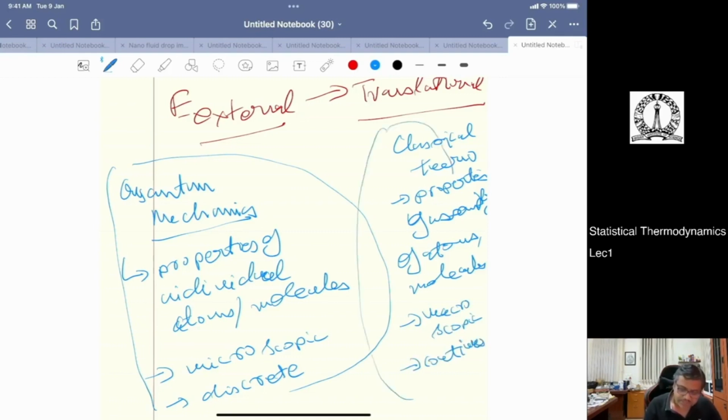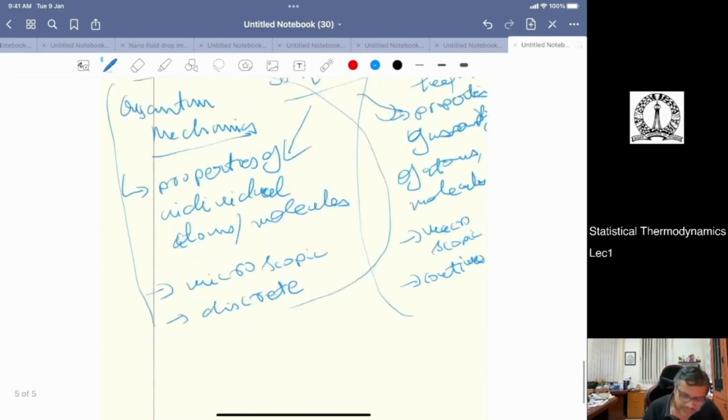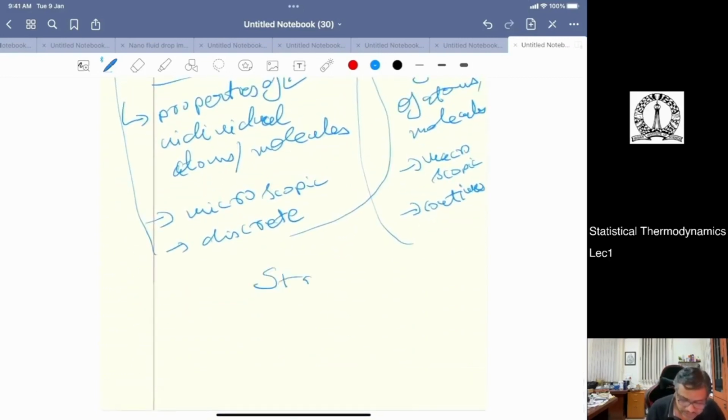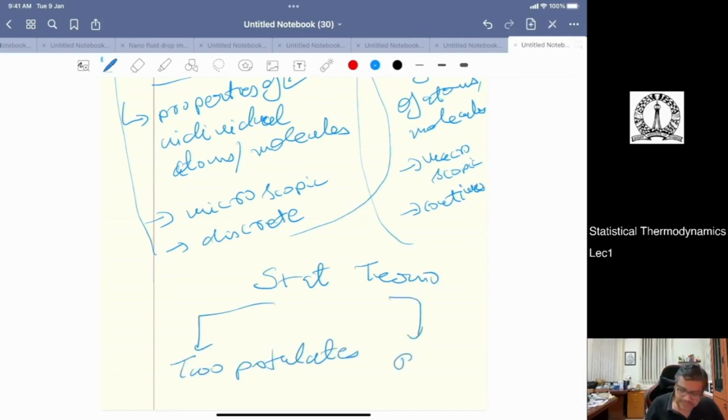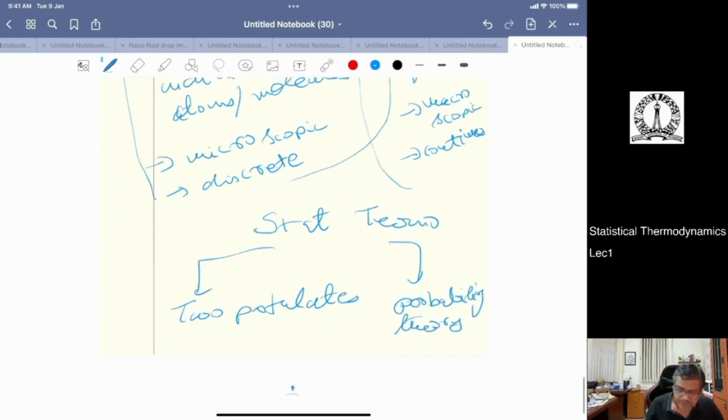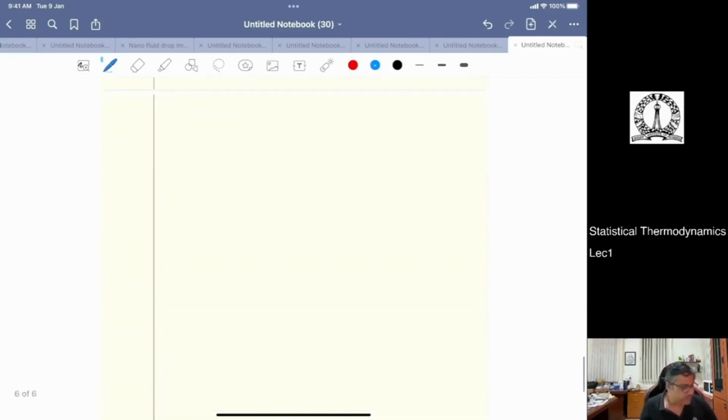Okay, so the bridge between these two is provided by statistical thermodynamics. So stat thermo acts as a bridge between these two. We are going to see that stat thermo has two postulates, which we are going to see in a second, and it banks on probability theory. That means we have to learn a little bit of probability, so to say. So this is the roadmap, right?